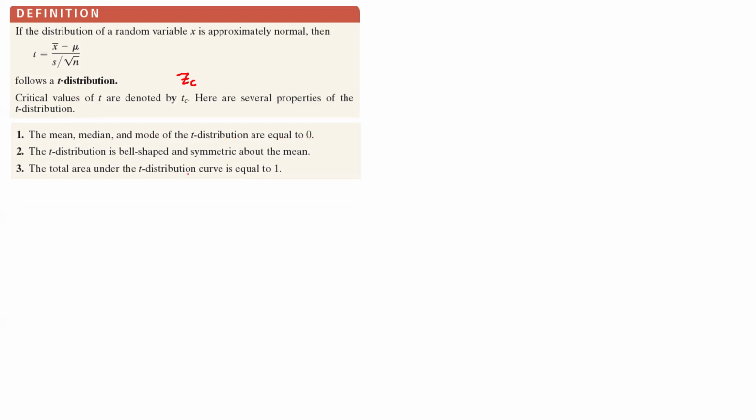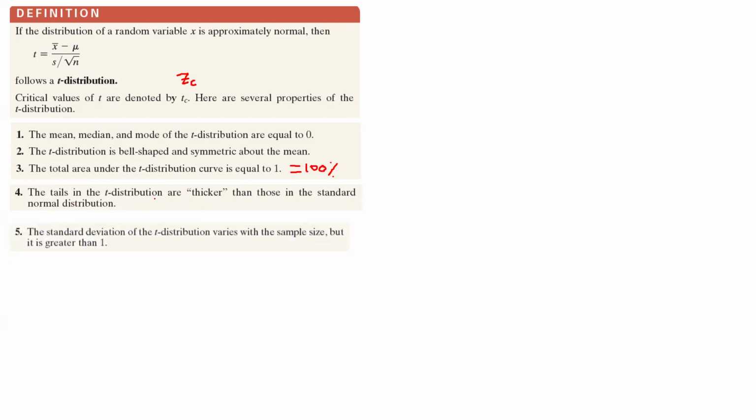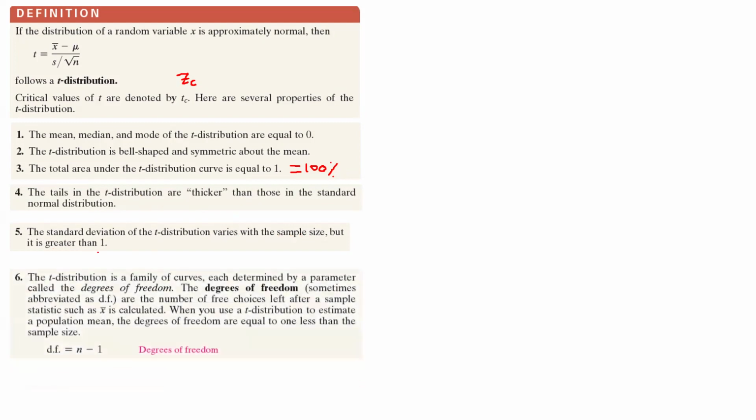The total area under the t distribution curve is equal to 1 or 100%. The tails in the t distribution are thicker than those in the standard normal distribution. Also, the standard deviation of the t distribution changes with the sample size, but it is greater than 1. The t distribution is a family of curves.